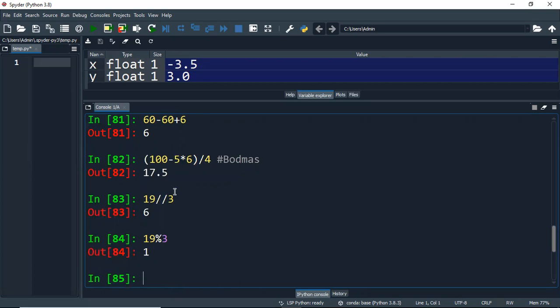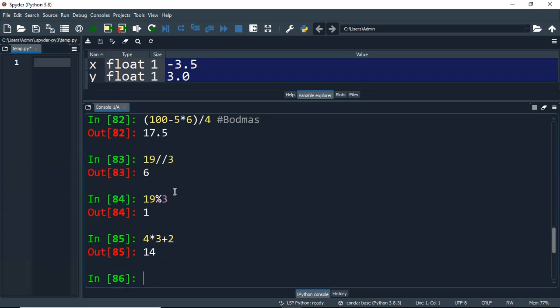So 6 3s are 18. Then you have got 1 as a remainder. That's the reason you are getting the output as 1. Then you just have another expression, some 4 multiplied by 3 plus 2. This is another example of an arithmetic expression.